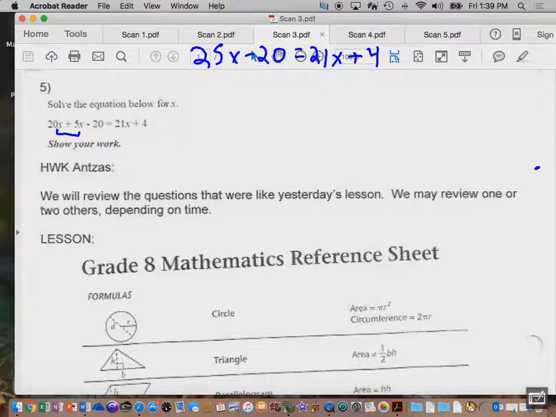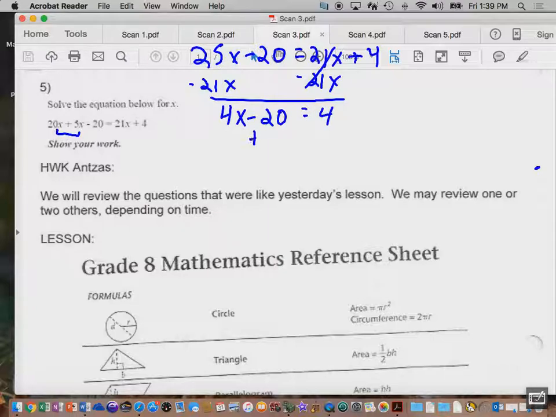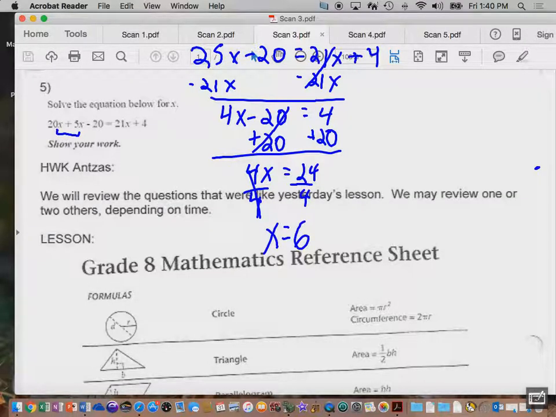Now, what situation is it? Opposite side. So I'm going to go minus 21x, minus 21x, die. 4x minus 20 equals 4. Add 20, die. 4x is 24, divide by 4, x is 6. Okay? So x is 6 is what it works out to be. Any questions about that? No.